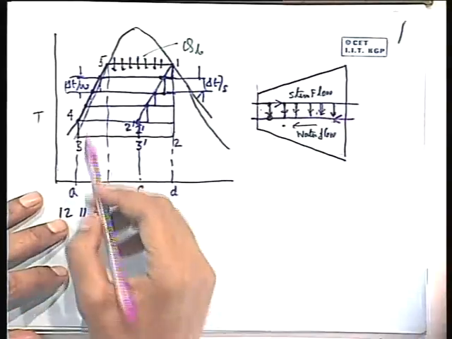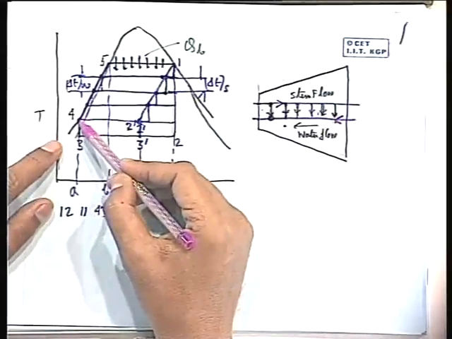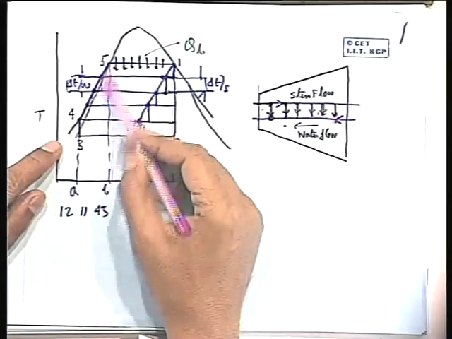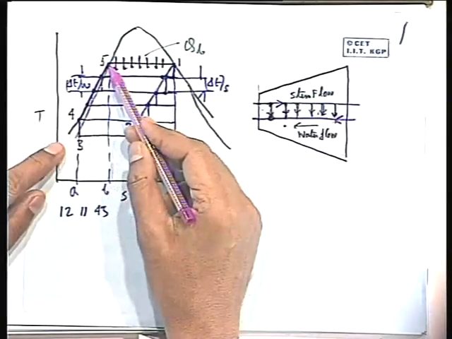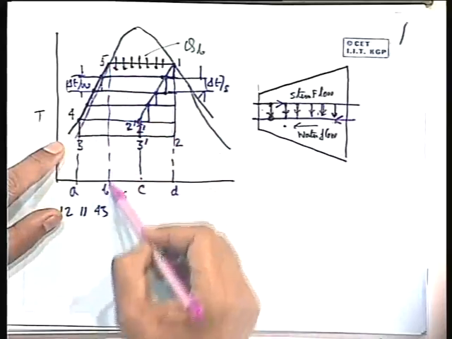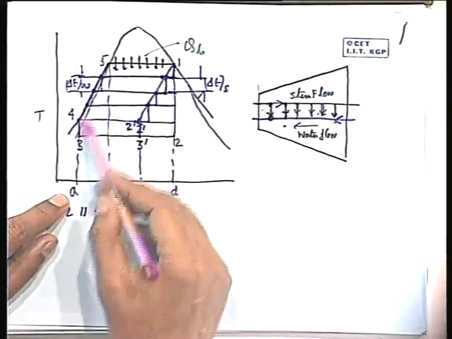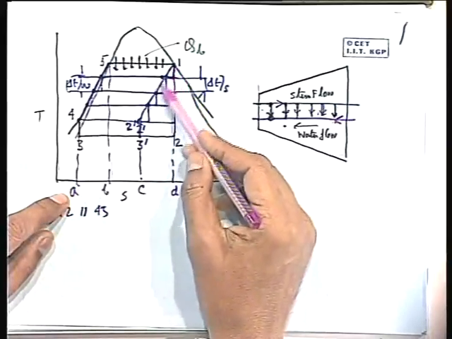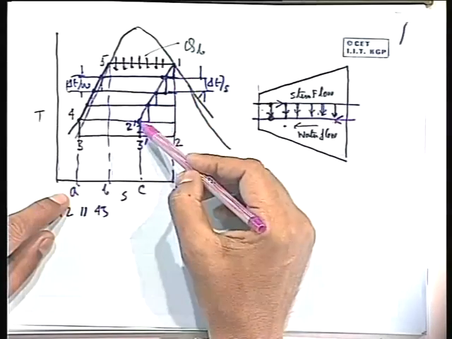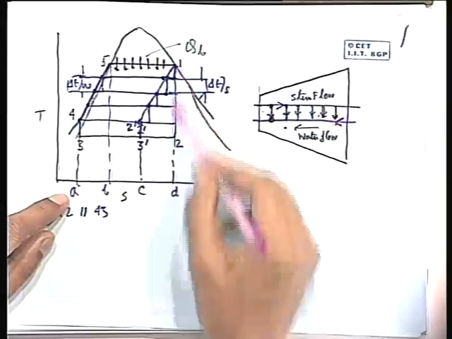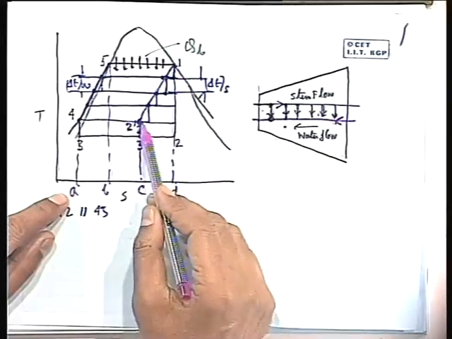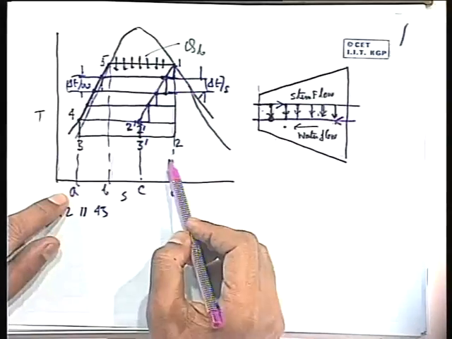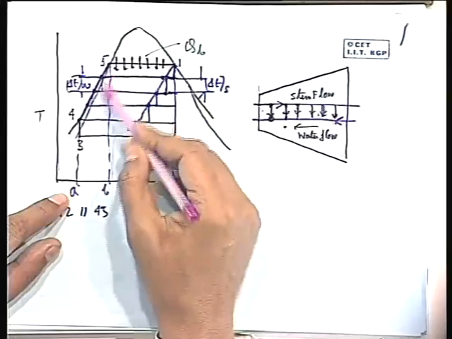Well, so now the heat given to the water during the process 4, 5 is represented by this area in the TS plane, 4, 5, B, A, and the heat rejected by the steam during the process 1, 2 dash is given by the area 1, D, C, 2 dash, and these two areas are equal. Obviously these lines are parallel.